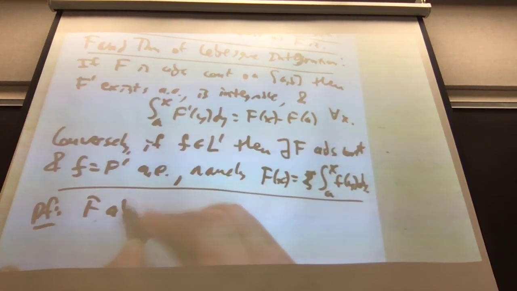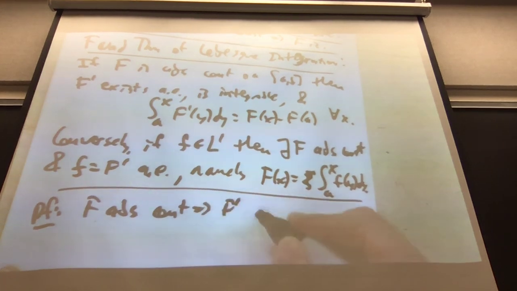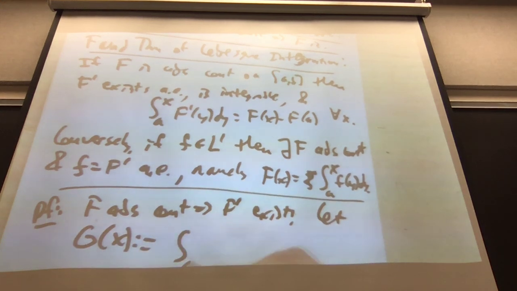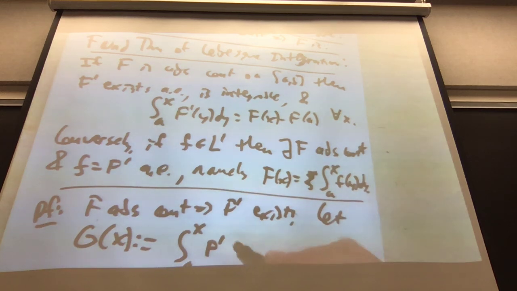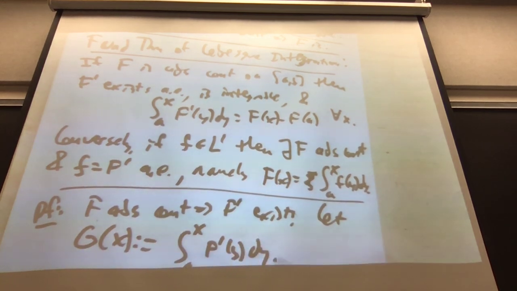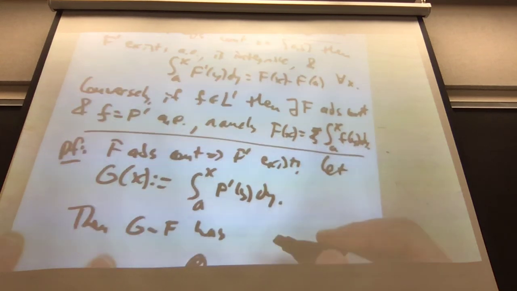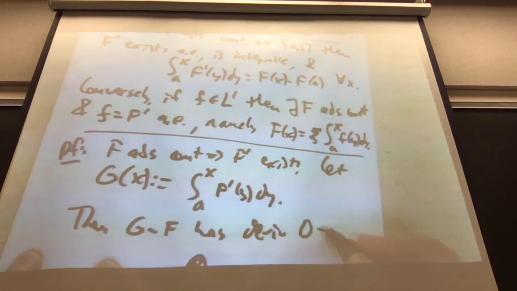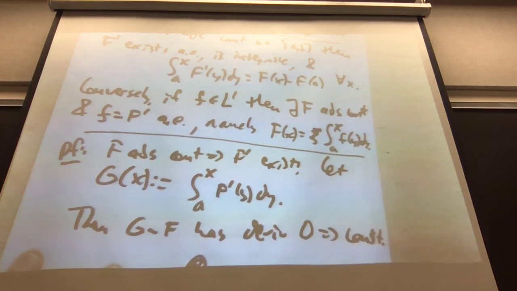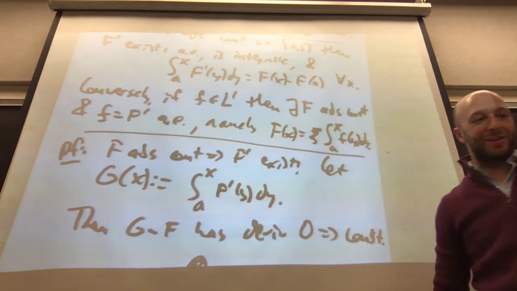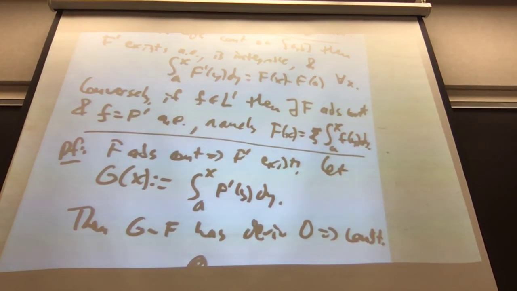F absolutely continuous implies f prime exists and is integrable. We proved integrability also. Now let g of x be defined as the integral from a to x of f prime of y dy. Then g minus f has derivative 0, so it is constant. And then plug in a, and the constant is f of a. Done. So the proof, once we've done all the hard stuff, is exactly what we just said.